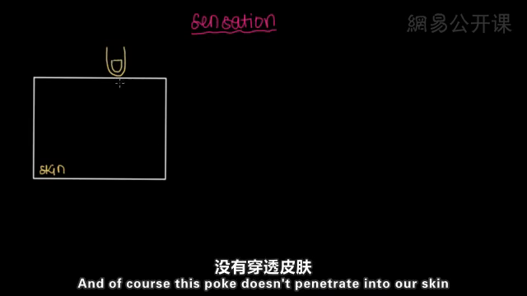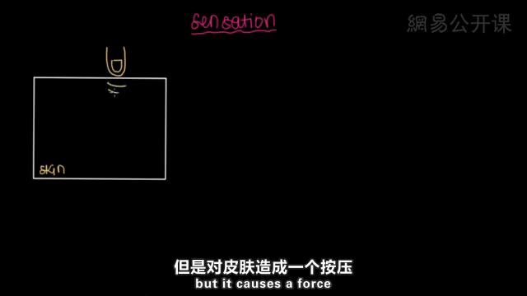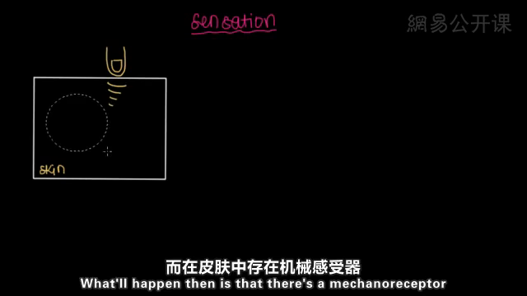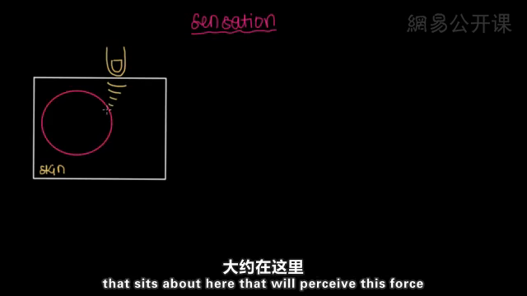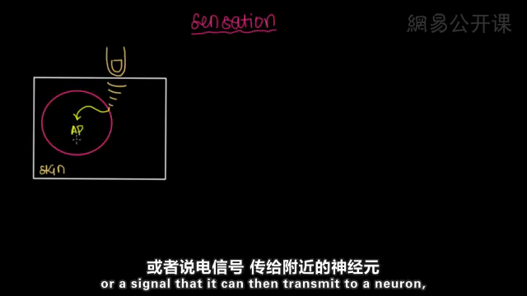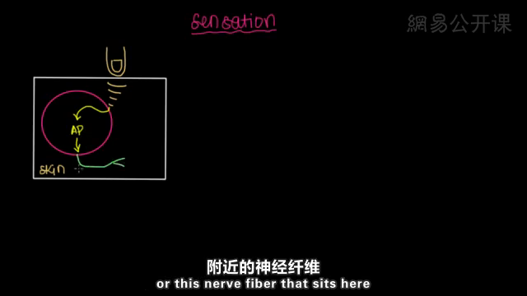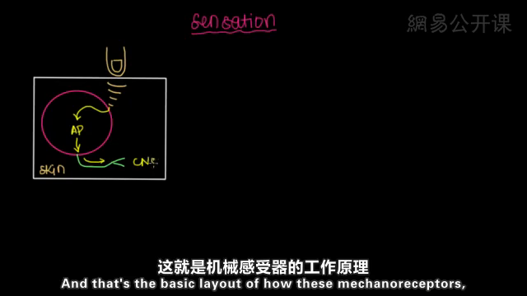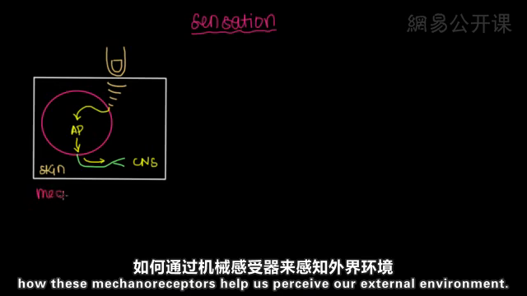And of course this poke doesn't penetrate into our skin, but it causes a force that's transmitted deep into the different layers. What'll happen then is that there's a mechanoreceptor that sits about here that will perceive this force, and then from it will generate an action potential, or a signal that it can then transmit to a neuron, or this nerve fiber that sits here that'll carry this message on to our central nervous system. And that's the basic layout of how these mechanoreceptors help us perceive our external environment.